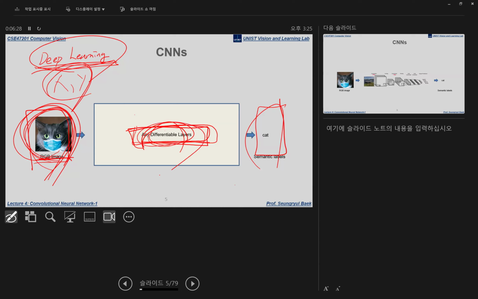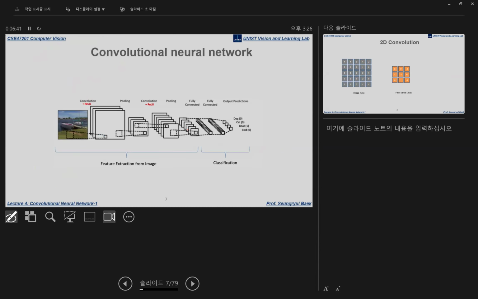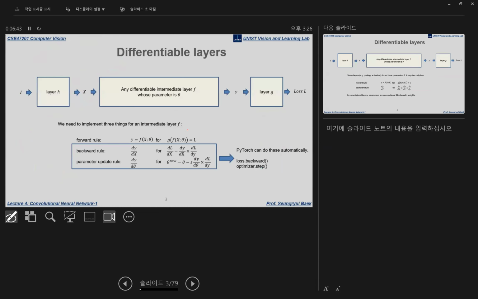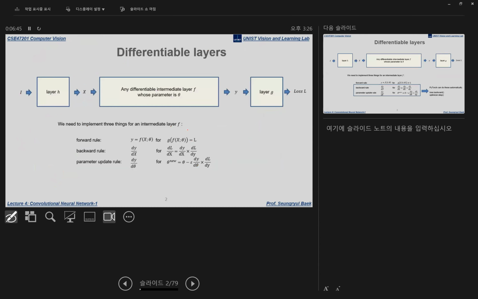But one condition for doing that is that deep architectures have to be differentiable, okay? So you have to remember this: differentiable. But what is differentiability? It is actually explained here. If they have these three rules, they are called differentiable layers.